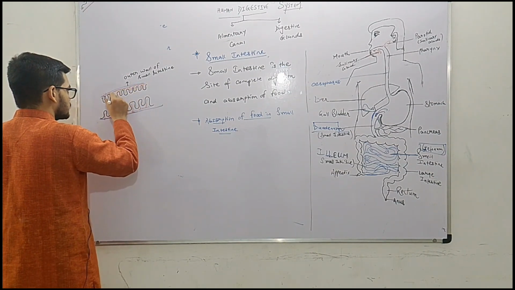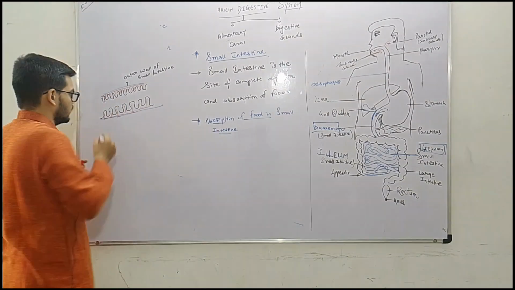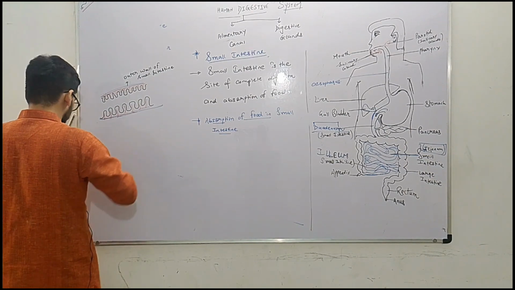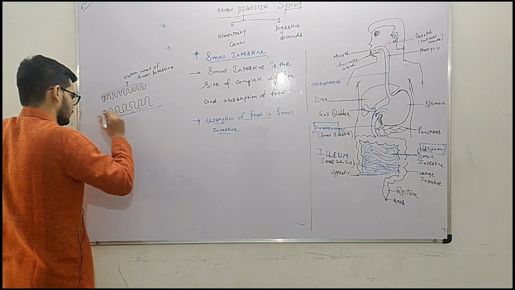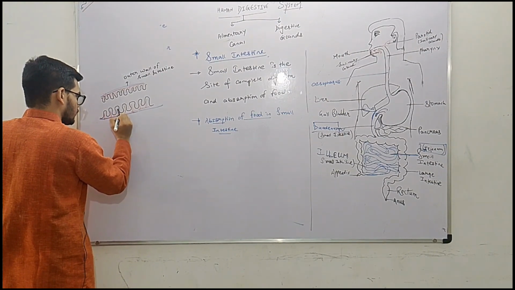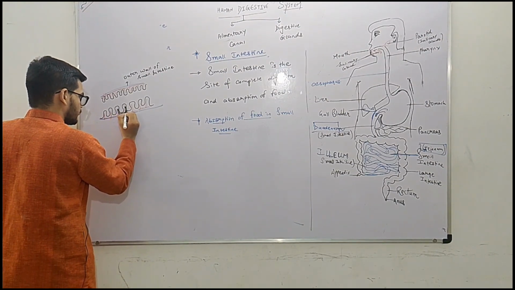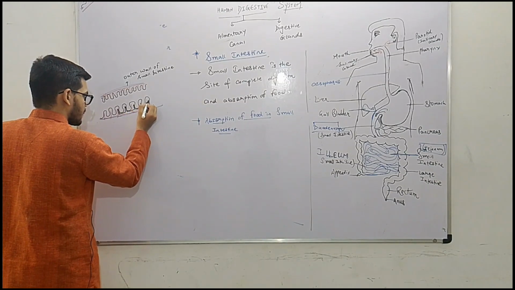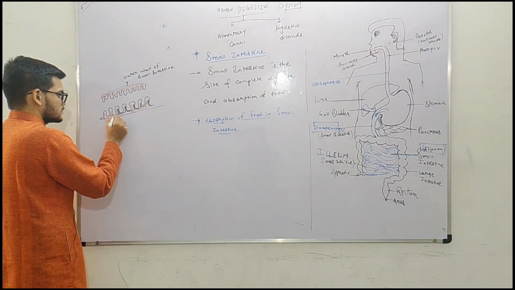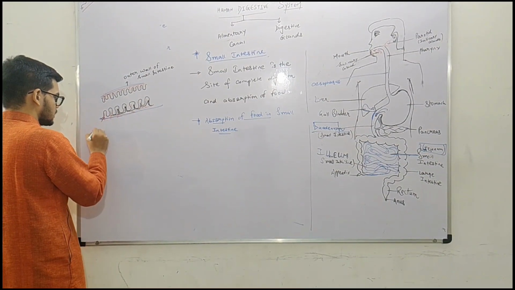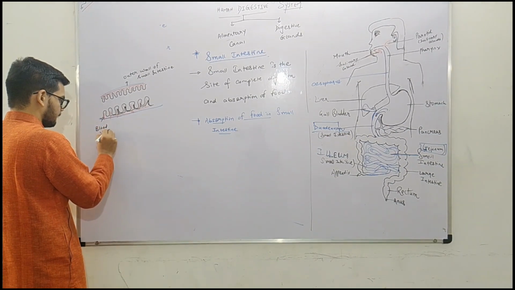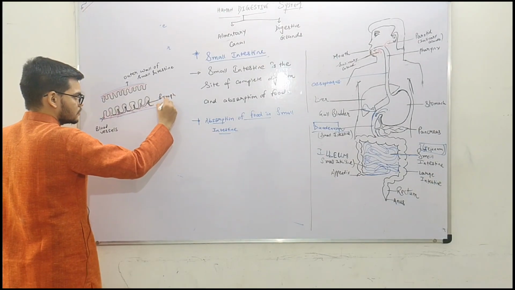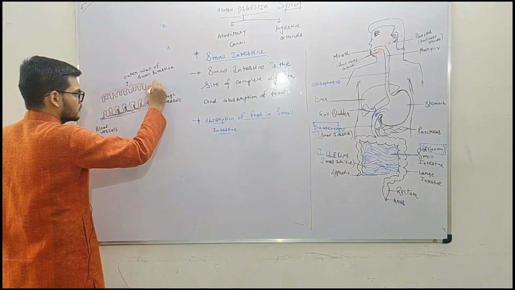These are the blood vessels present inside the villi. These villi also contain lymph vessels and lymph capillaries. Like this, these are the lymph vessels. These are blood vessels. These are lymph vessels. And this is villi.